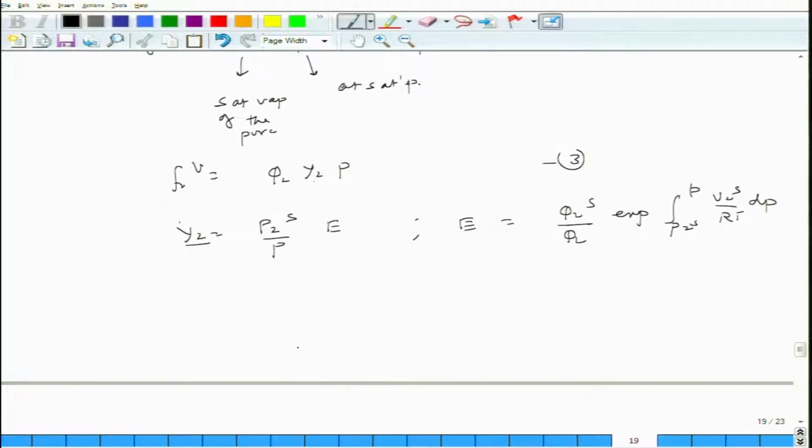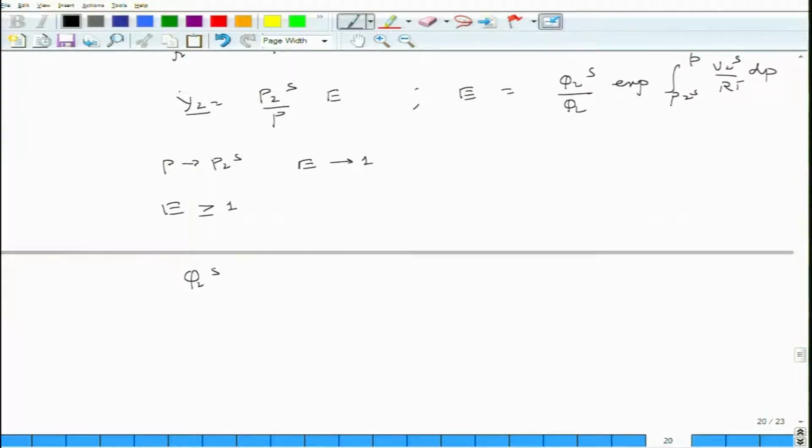E is nothing but the enhancement factor. Okay. So, E is 1 when P approaches P2s. So, E is greater than or equal to 1. In fact, for many cases E is much larger than 1. So, what are the components of E? E contains the Poynting factor, phi 2s, and phi 2, three parameters, right. So, which one is the most important parameter?